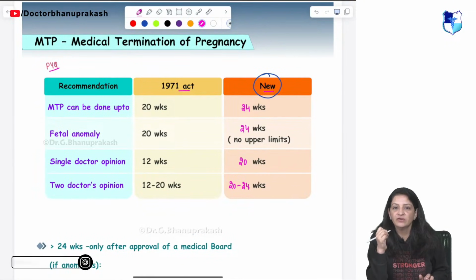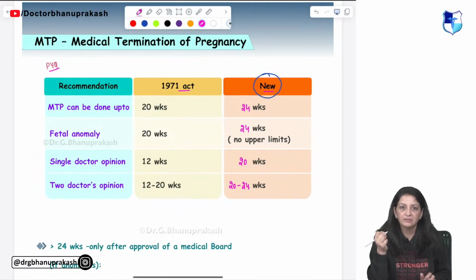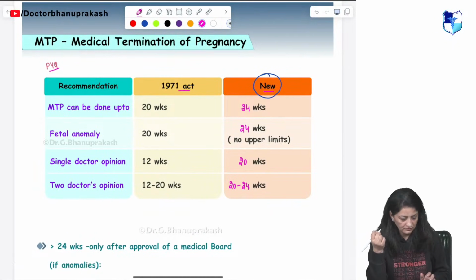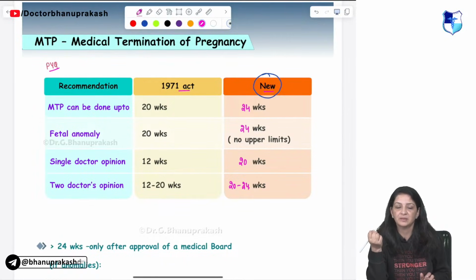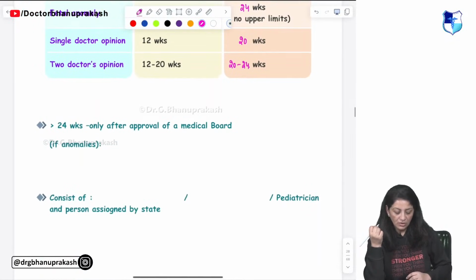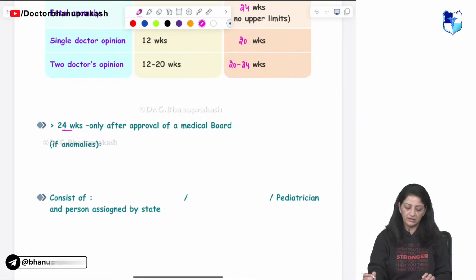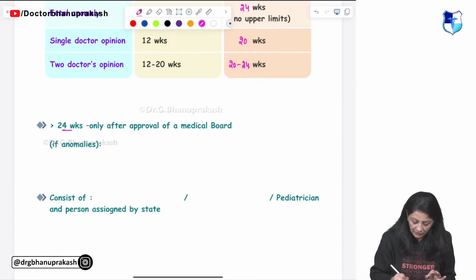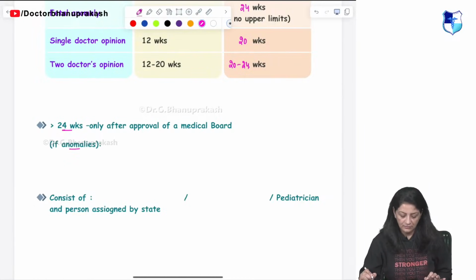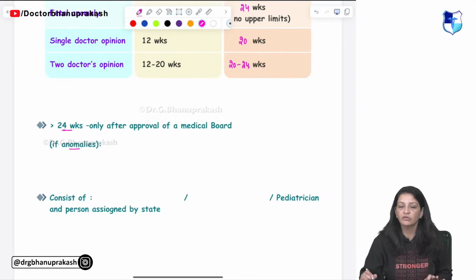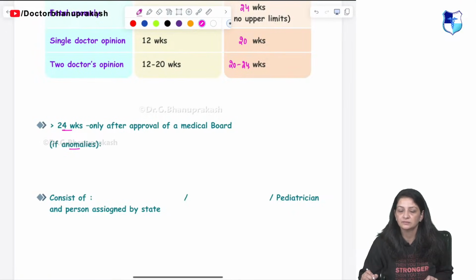Indications of MTP: in case of a rape victim, fetal anomalies, contraceptive failure, and when mother and fetus both are at risk. If the period of gestation is more than 24 weeks, then we can do MTP if anomalies are present, only after approval of a medical board.